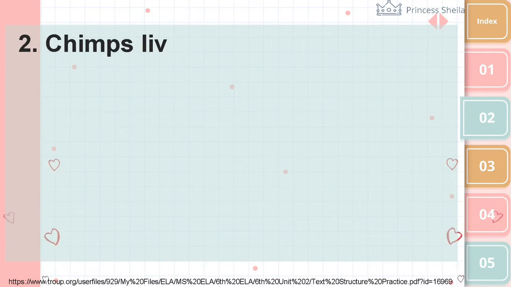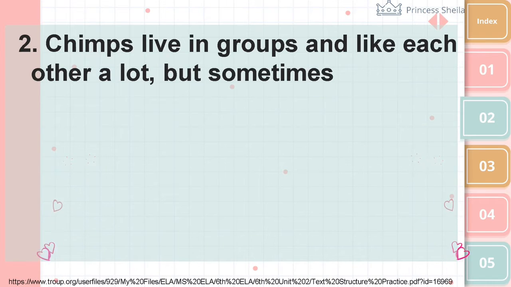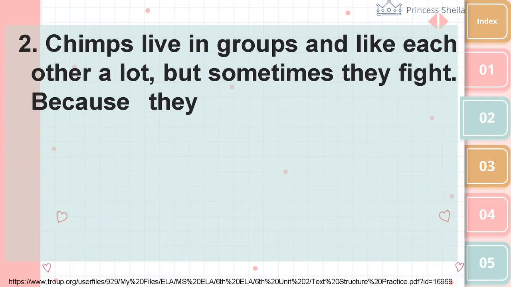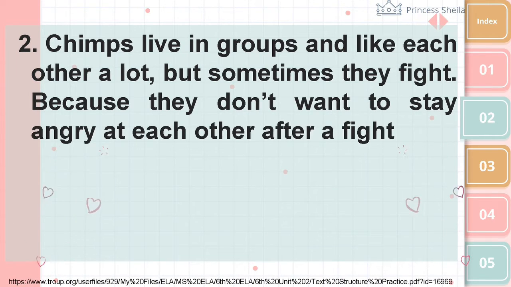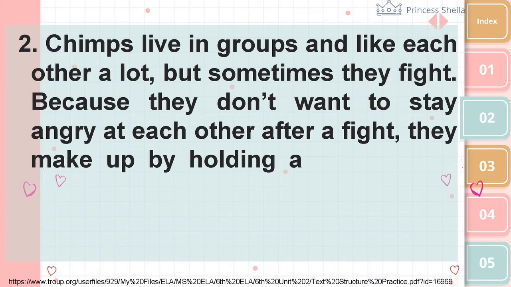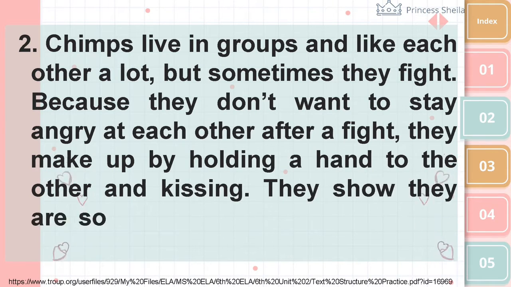2. Chimps live in groups and like each other a lot, but sometimes they fight. Because they don't want to stay angry at each other after a fight, they make up by holding a hand to the other and kissing. They show they are sorry with pats and hugs. Then the anger goes away.